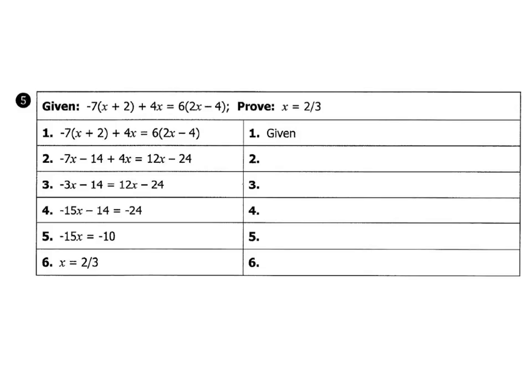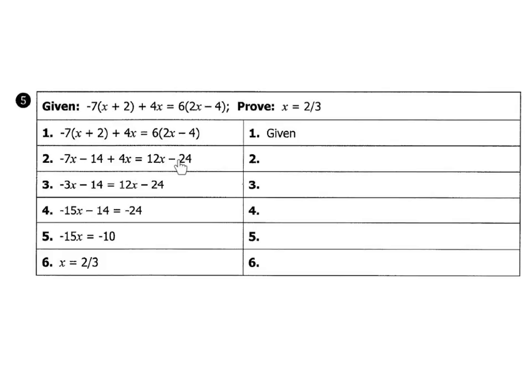All right, number 5. So number 5, we're given this equation right here. So copy that down in our statement number 1, and our reason number 1 is just that is our given information. Now our goal is to prove that x equals 2/3. So that's always going to be our final statement. And then we've got to figure out everything in between. How did we get from here to here?